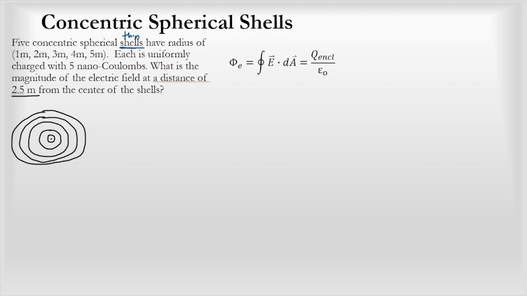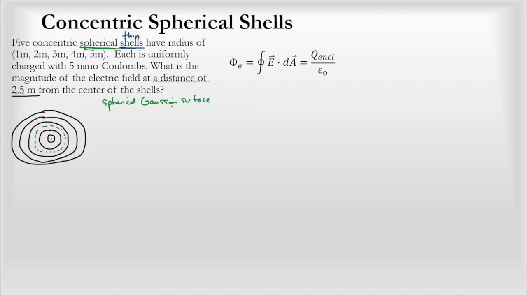My symmetry here, I think, is pretty clear. We have spherical symmetry, so I'm going to identify that my Gaussian surface needs to be spherical. It needs to be a spherical shell. I'm going to draw that on my picture here. We're 2.5 meters away from the center, so that means we're between the second and third shell. So 1 meter, 2 meter, 3 meters. So we're in here. There's my Gaussian surface, as circular as it can be, representing a sphere of radius 2.5 meters.